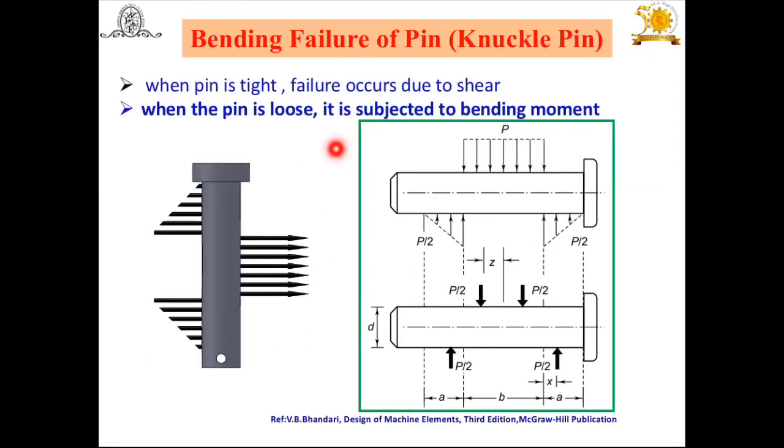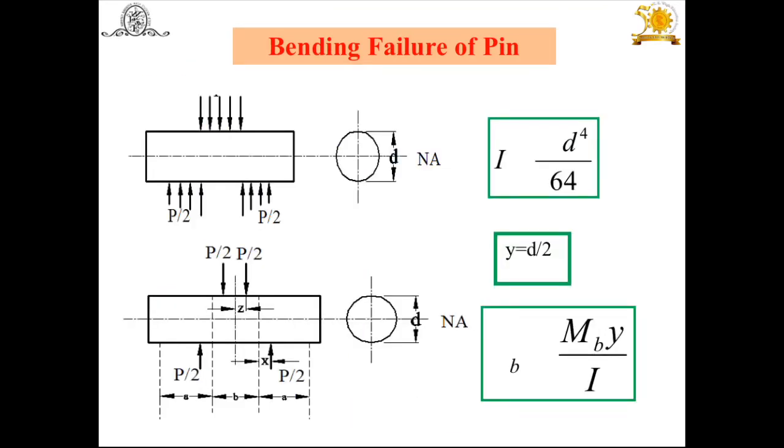Then the pin is also going to fail because of bending. Why bending? When the pin is tight, failure occurs due to shear only. But sometimes during operation there may be a possibility of loosening of the pin, and when the pin is loose, it is subjected to a bending moment. How to consider this? Look at this. This is the fork side, and this is the eye side. It is assumed that the load acting on the pin towards the eye side is uniformly distributed, but for the fork side it is a uniformly varying load. We will see this analysis in another video.